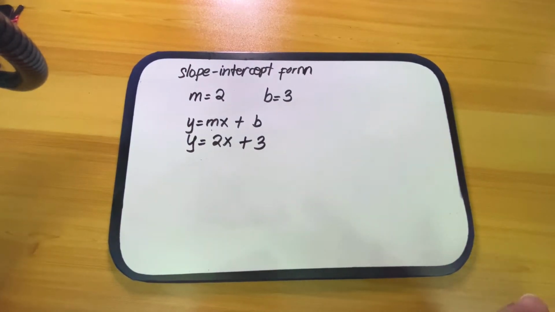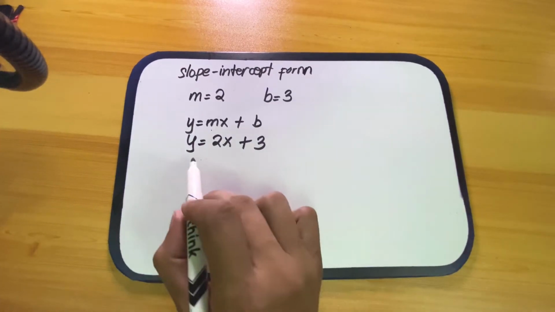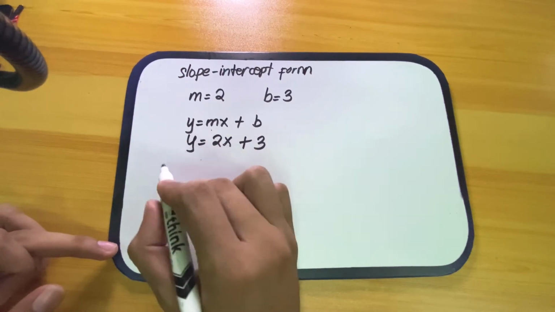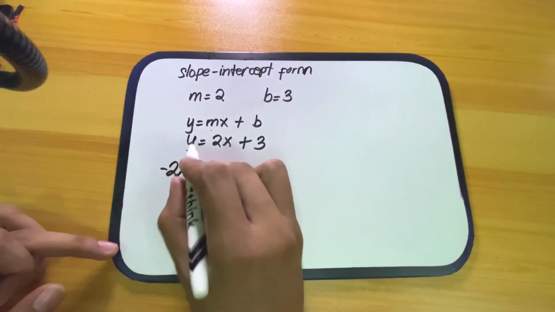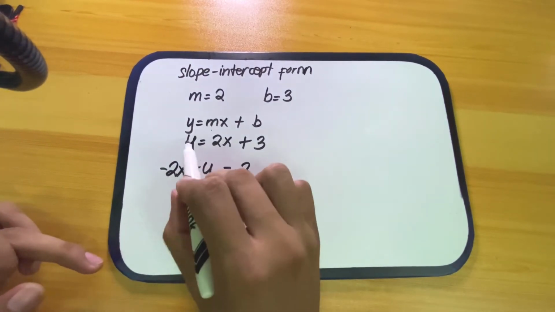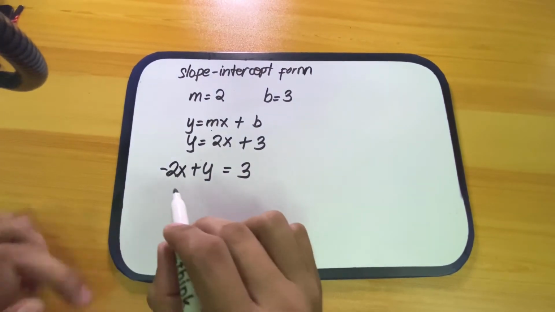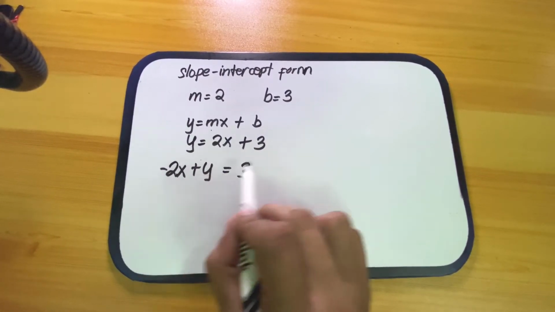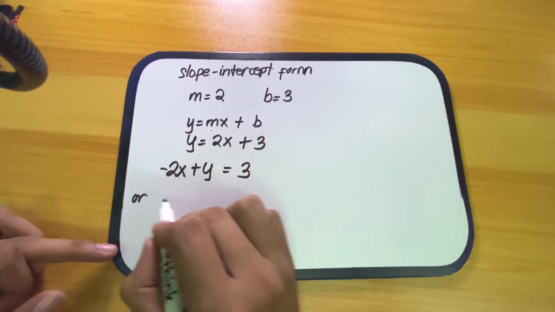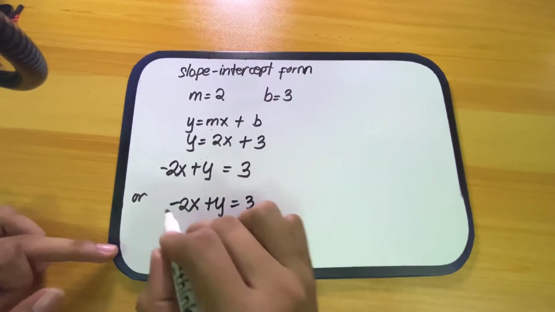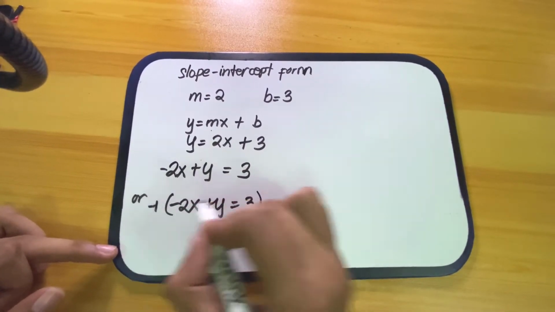So what if your answer is not found in the choices, okay? You can rewrite this one: transpose 2x to the left side, it will become negative 2x, then plus y equals 3. Plus y because this is positive y, okay? Now, negative 2x plus y equals 3. You can rewrite this one also by multiplying both sides by negative 1.